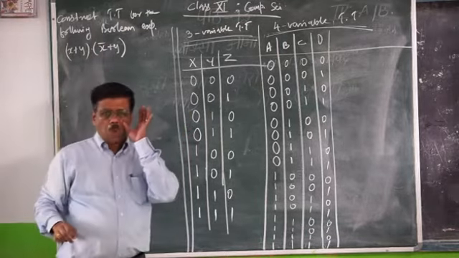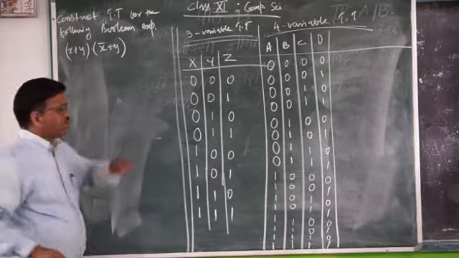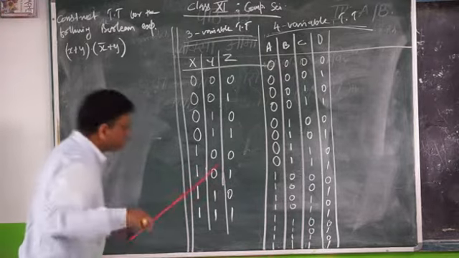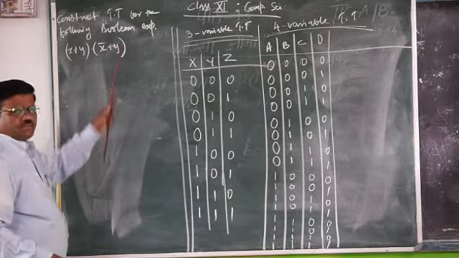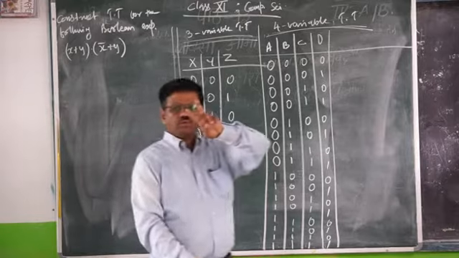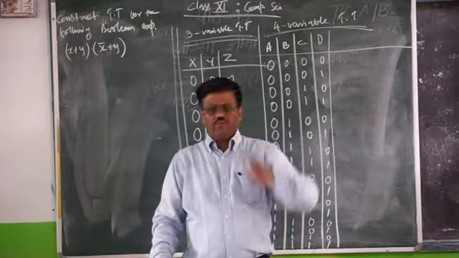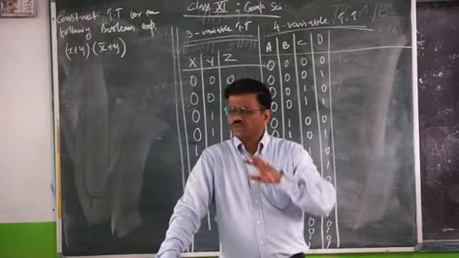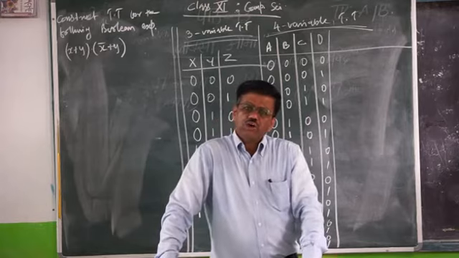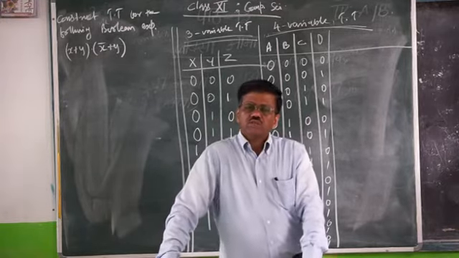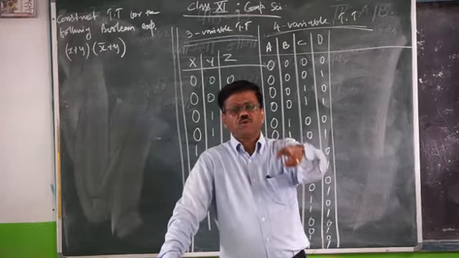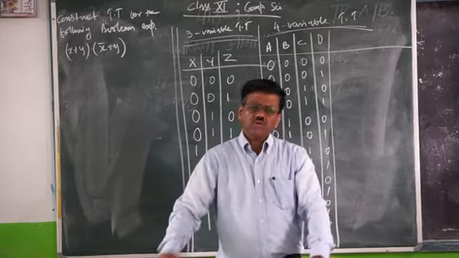Now I will do this. Please note, how many variables are there here? X, Y, X complement plus Y. There are two variables, x and y. X can be of two forms: it can be uncomplemented or complemented. Similarly, y can also be of two forms: complemented or uncomplemented.